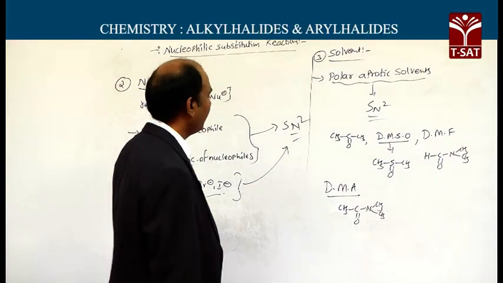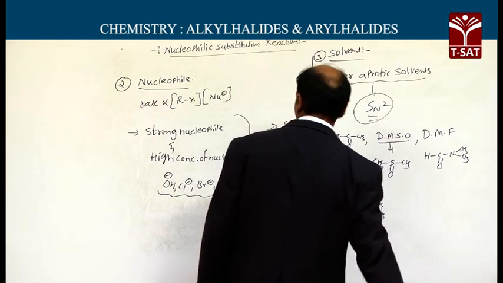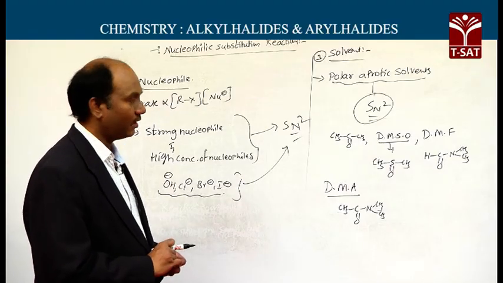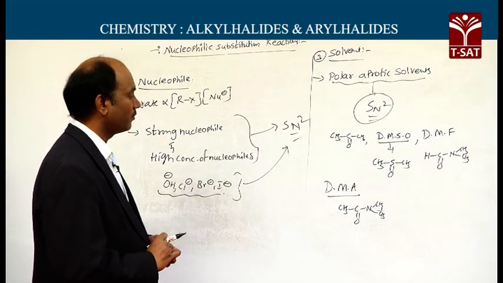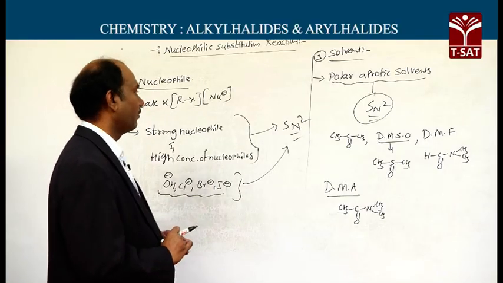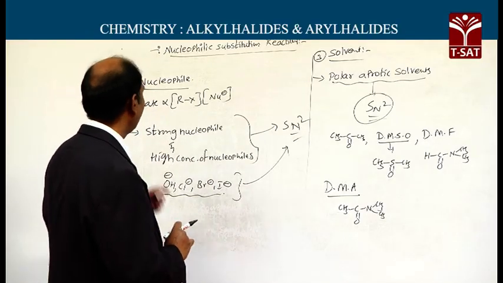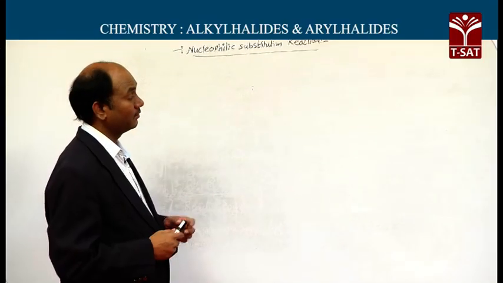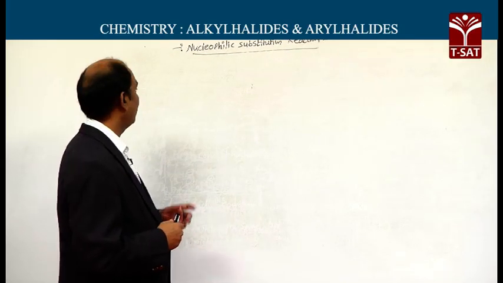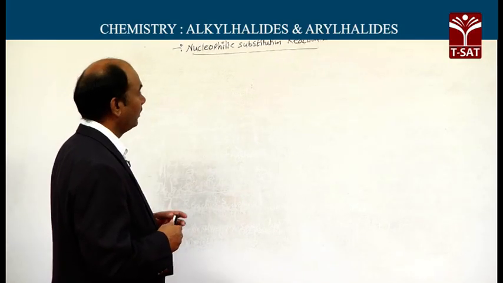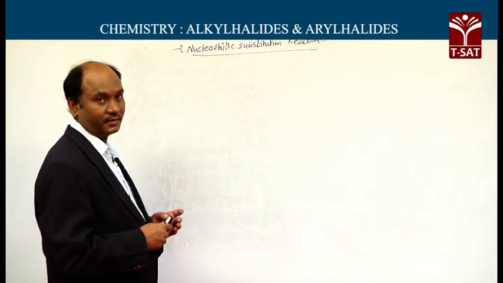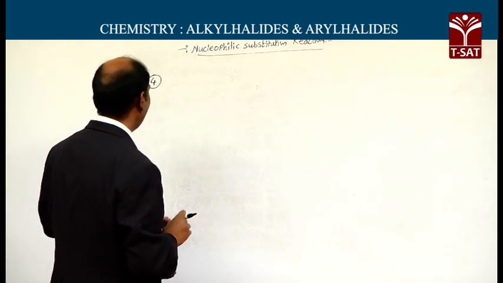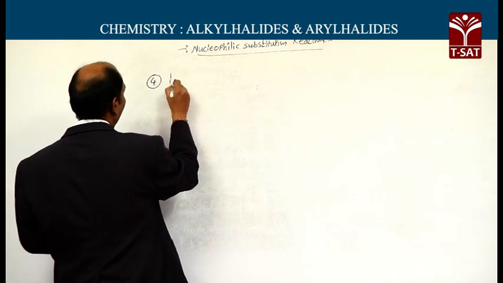If these are given, definitely this favors which reaction? SN2 reaction. So by using the nucleophile and the solvent, we can decide whether it is an SN1 reaction or an SN2 reaction. Acetone, DMSO, DMF and DMA generally favor SN2 reactions. This is the nucleophile and that is regarding the solvent. The first factor is the structure of alkyl halide, the second factor is the nucleophile, the third factor is the solvent, and the fourth factor is regarding the leaving group.